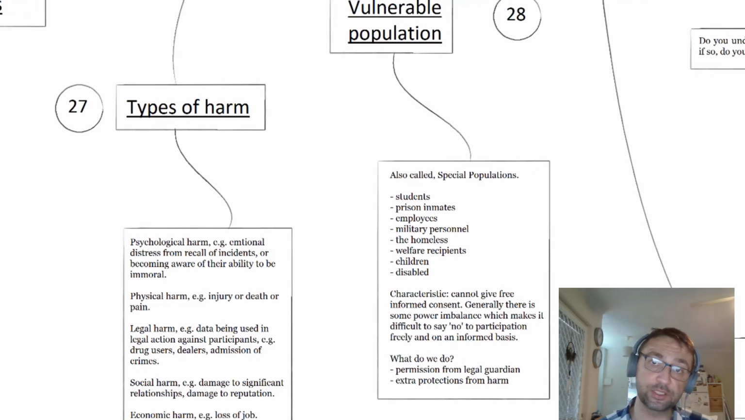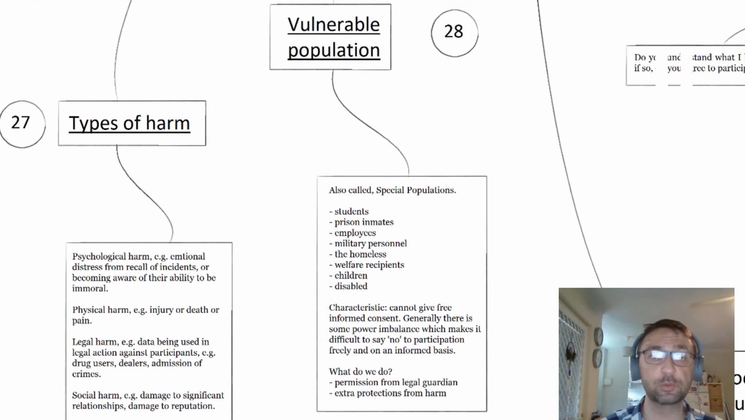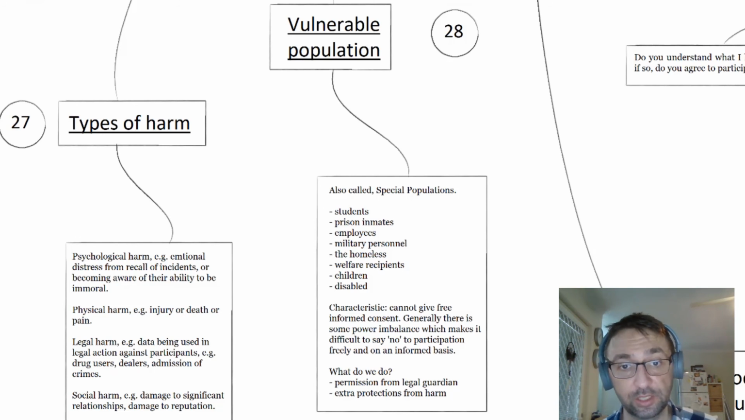Okay, last point in this set of slides, slide number 28, vulnerable populations. Another name for vulnerable populations is special populations. The main types of special populations that we tend to deal with as researchers are students, i.e. you, prison inmates, employees, military personnel, homeless people, welfare recipients, children, and the disabled. Pregnant women also often fit under there because their fetus is not able to consent, but that's generally an issue for medical research.